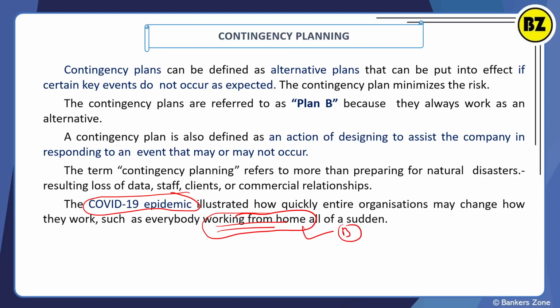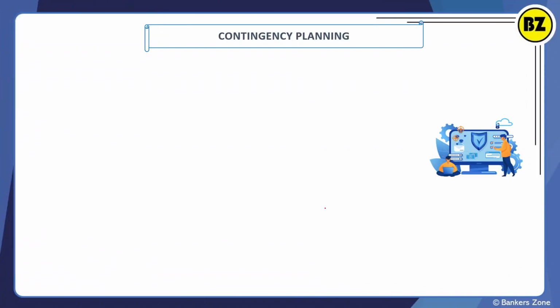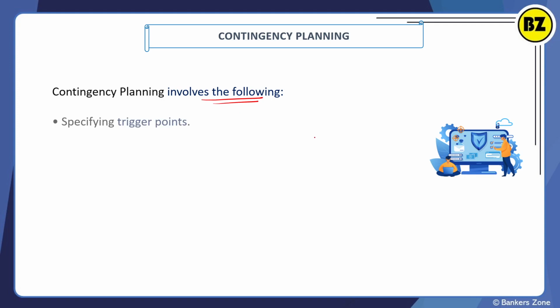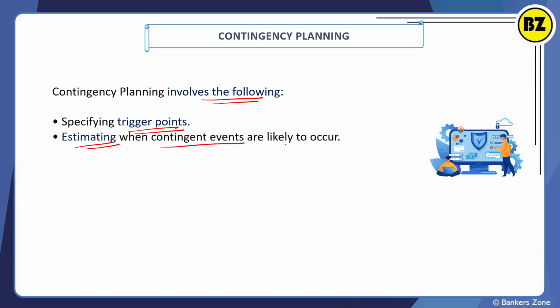For example, if again there is any situation like COVID-19, and employees are not able to come to the offices, then they can work from home, because this is the contingency plan we have. So this is all about the contingency plan. Now see, a contingency plan involves the following. You should have some specific trigger points, and estimating whether the contingent events are likely to occur.